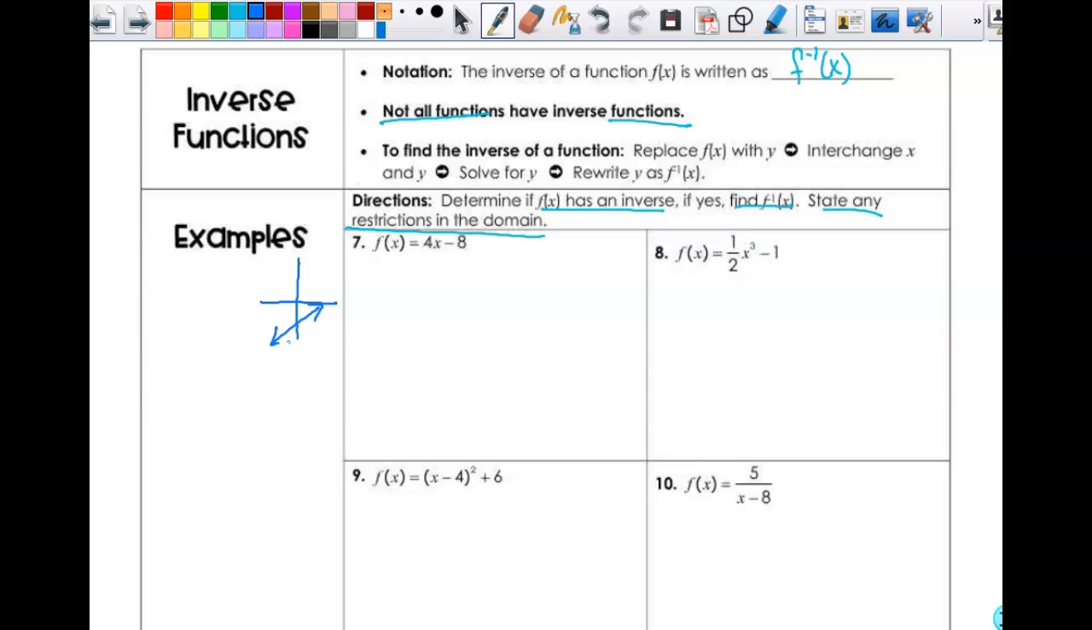But then my range, is there any restriction on the range here? Or is it all real numbers? It's all real numbers. If there's no restriction on the range of the original one, there won't be any restrictions on the domain of my inverse, okay? So there's no restrictions there. I can just move along and do this.